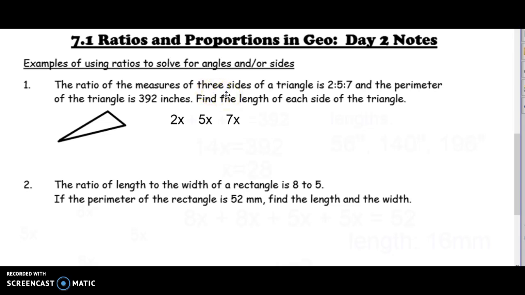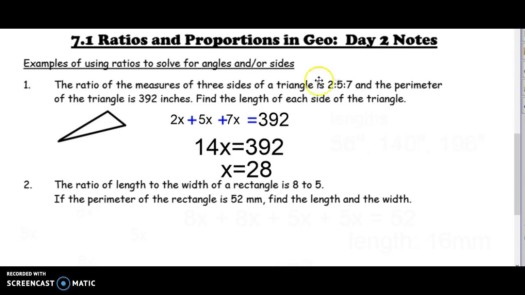Now I need the perimeter, so I'm looking to add all of these together, and when I do that, I'm supposed to get 392. So I'm not saying 2 plus 5 plus 7 equals 392, I'm saying 2x plus 5x plus 7x equals 392. Or in other words, 14x equals 392. And when I solve this, I'll get x to be 28.